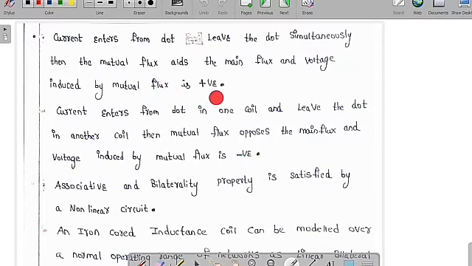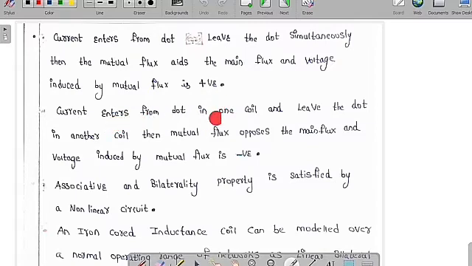So what is going to happen here is, suppose the currents are entering the dotted terminals of the two coils simultaneously, or leaving the dotted terminals simultaneously from both coils. Then we can say both fluxes will be in the same direction. Because of that, the mutual flux will be in the same direction as the original flux, so the induced voltage is going to increase. So we have to go for the positive sign.